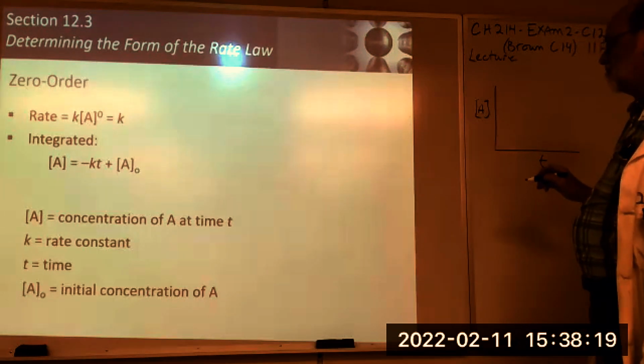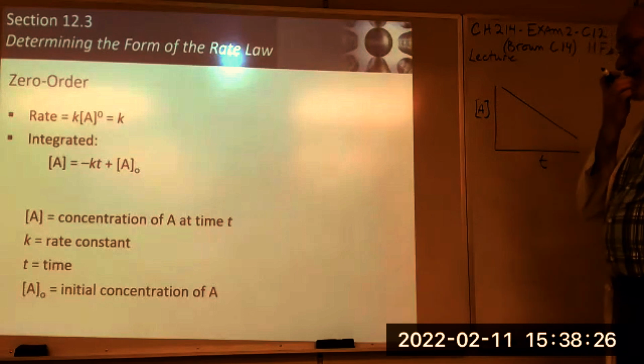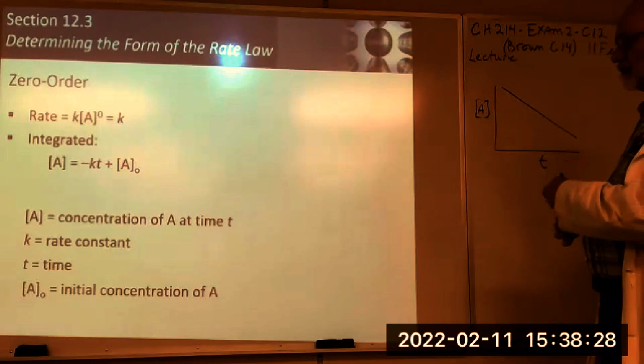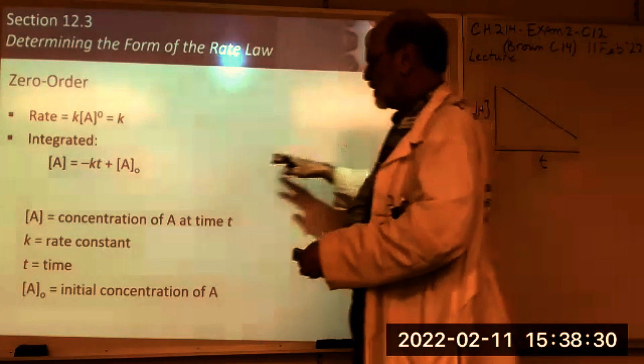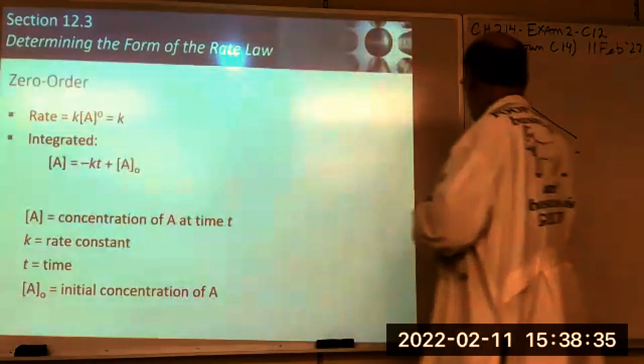If you can, pull the negative out from the top, because it's negative. Yeah, it should be like this. If we integrate that, we get negative k is the slope of that line.